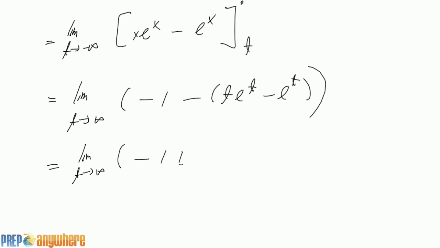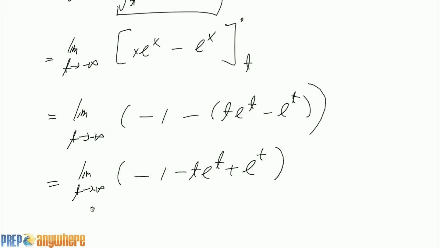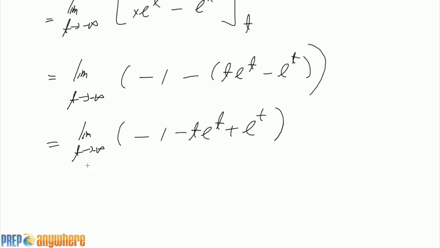Negative 1, negative t e to the power of t plus e to the power of t. So yes, I've got the negative infinity at the front. Now I have it. So the minus 1 can be left out at the front. Okay. And we have to take care of these two limits.